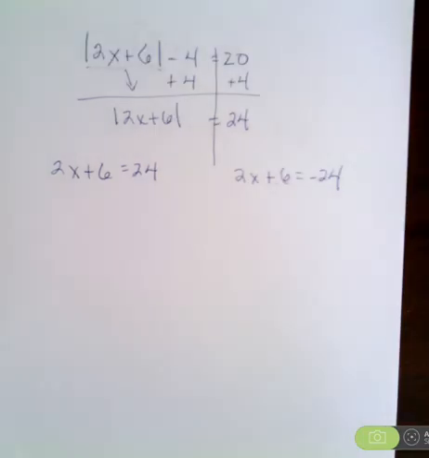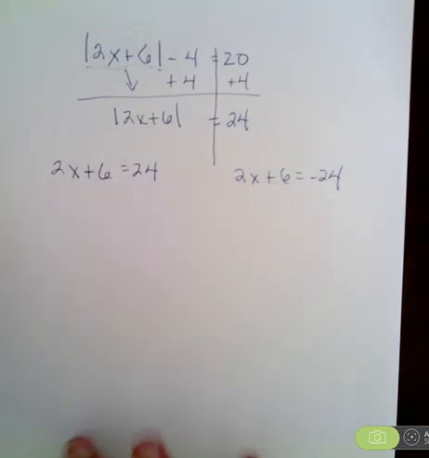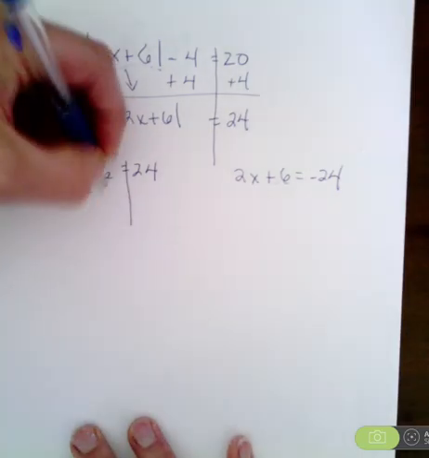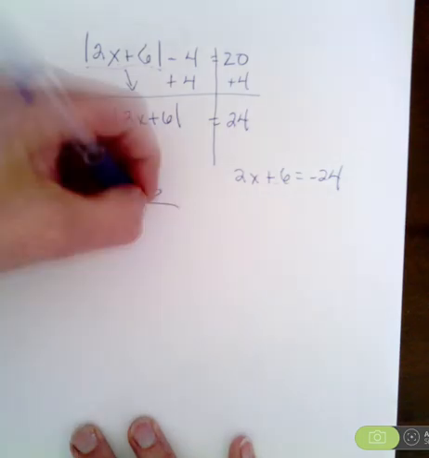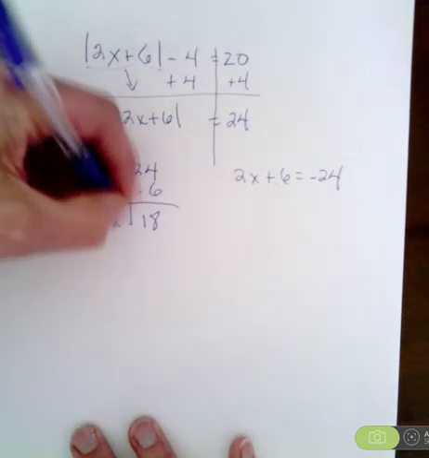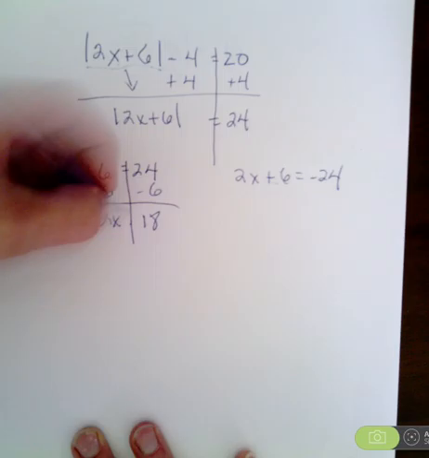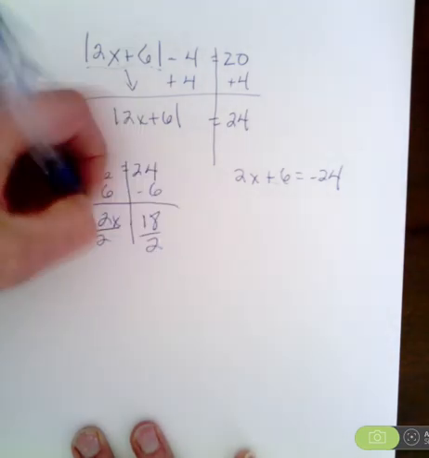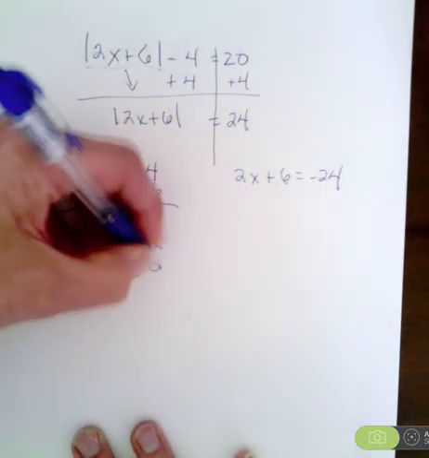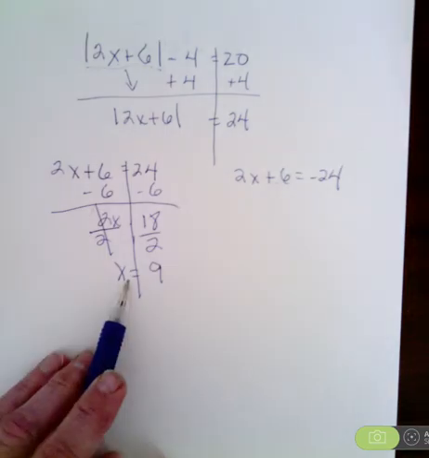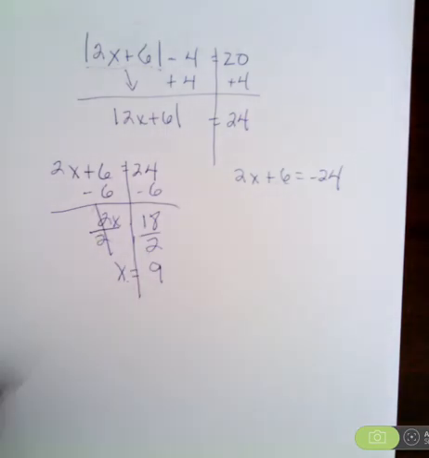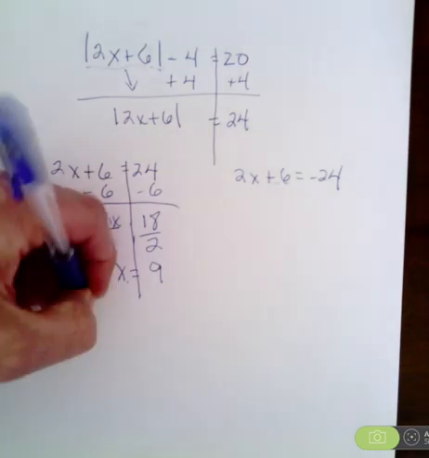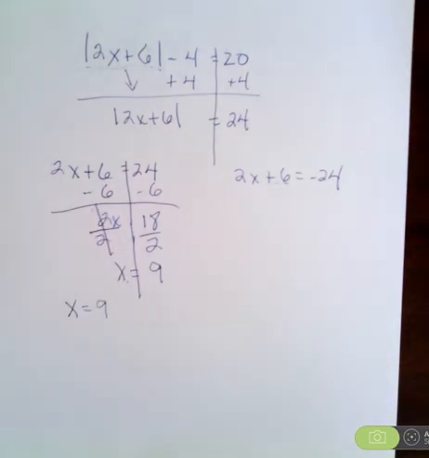Now I will go ahead and solve this using the steps that I know for solving equations. I'm going to subtract 6 from both sides. 24 minus 6 is 18. Bring my 2x down. I'm going to divide by 2. So x is equal to 9. Cancel out my 2's, 18 divided by 2 is 9. So one solution for x is positive 9.